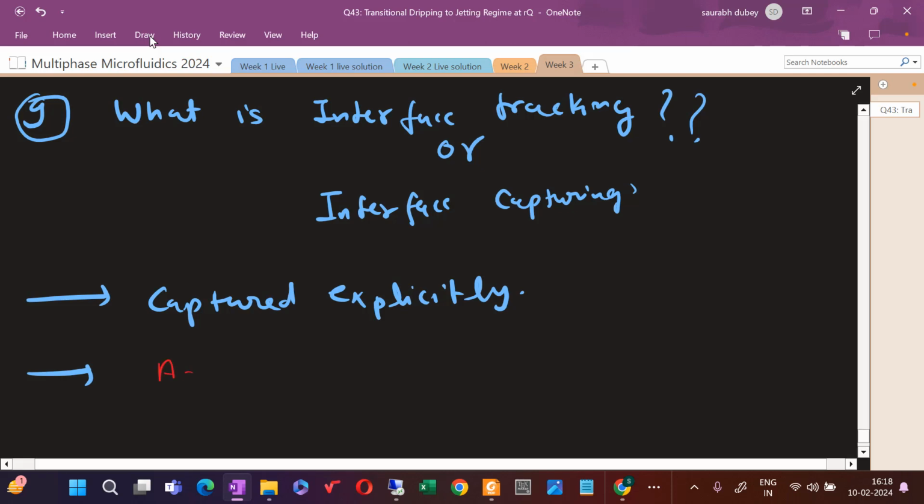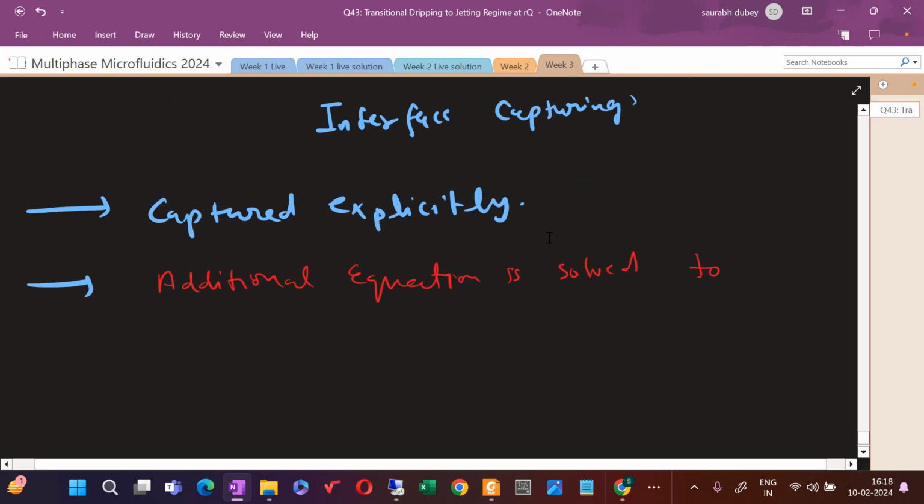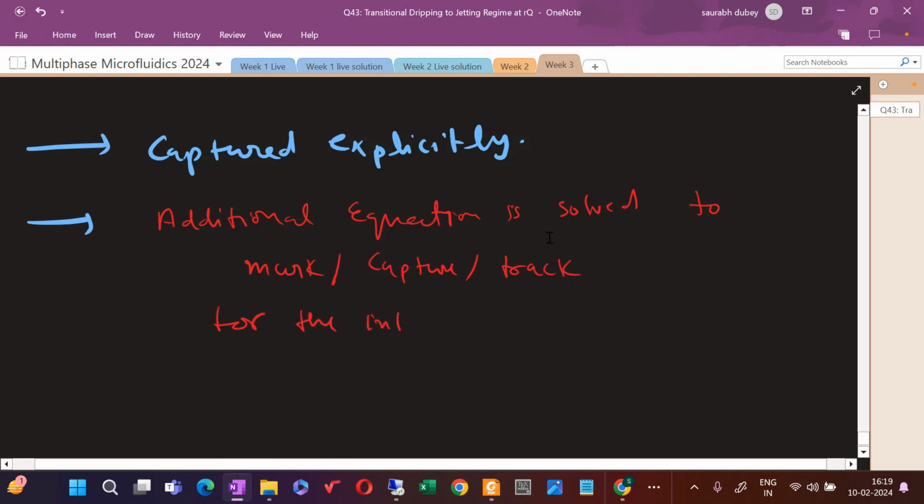Additional equation. Additional equation is solved to track, to mark, capture, track the interface between two phases. Okay, so that is the one thing.